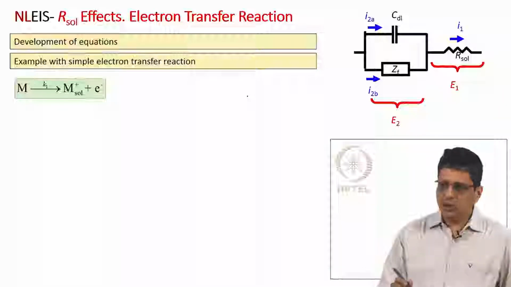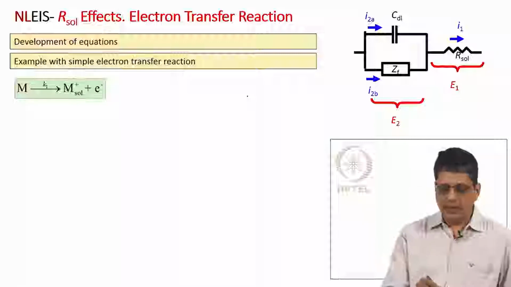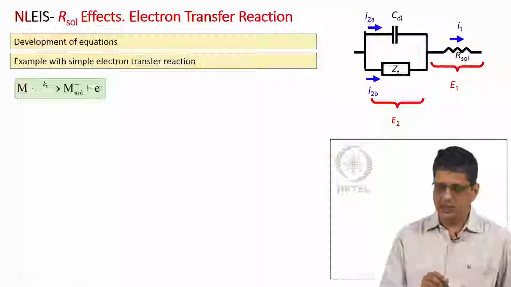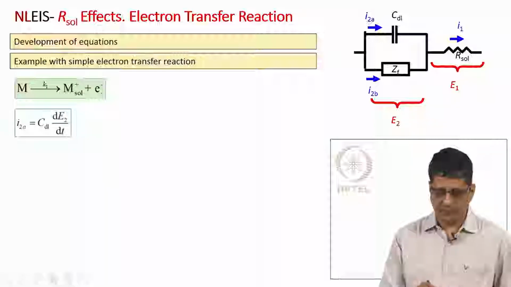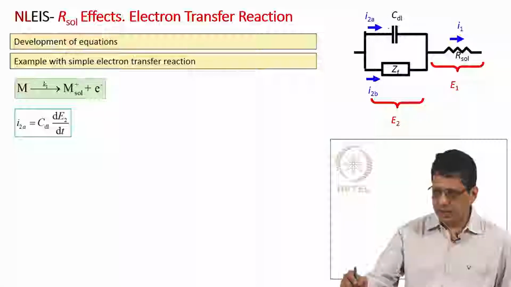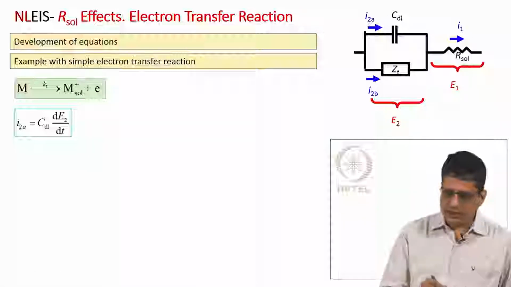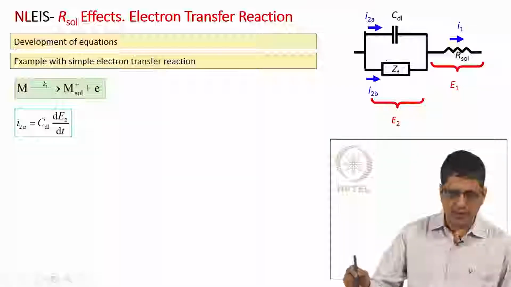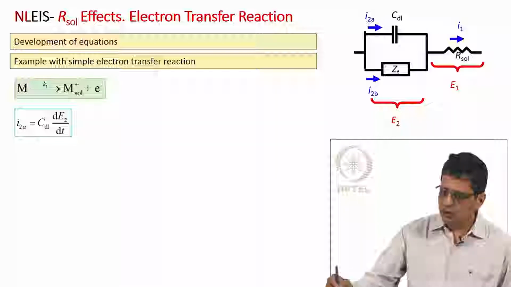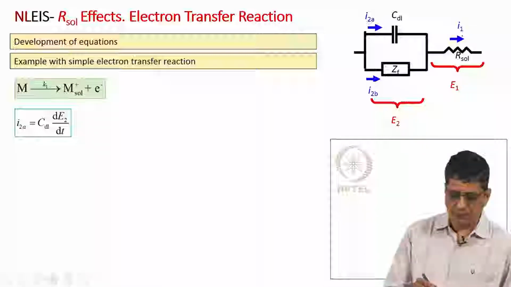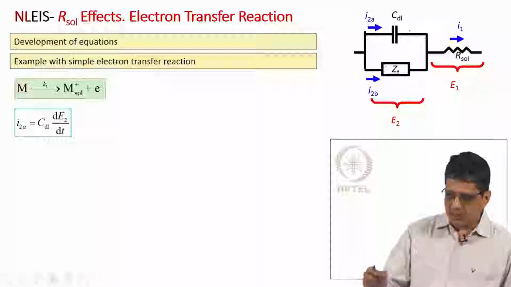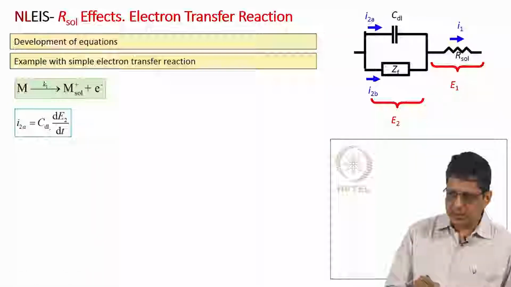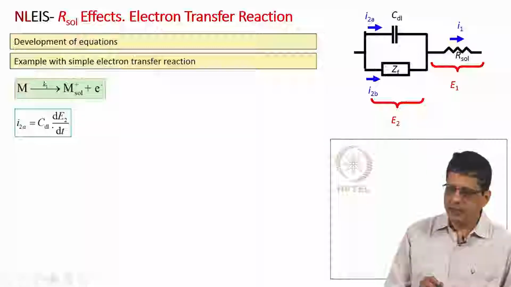So, when we have this, what are the governing equations? In case of a simple electron transfer reaction, metal dissolving into the solution with a release of an electron, the current through the double layer capacitance is represented as I2A, the current through the Faradaic impedance is represented by I2B, and of course, the current through the solution resistance is given as I1. Across the double layer capacitance, the current is given by capacitance multiplied by dE by dt, which is the rate of change of potential with respect to time.